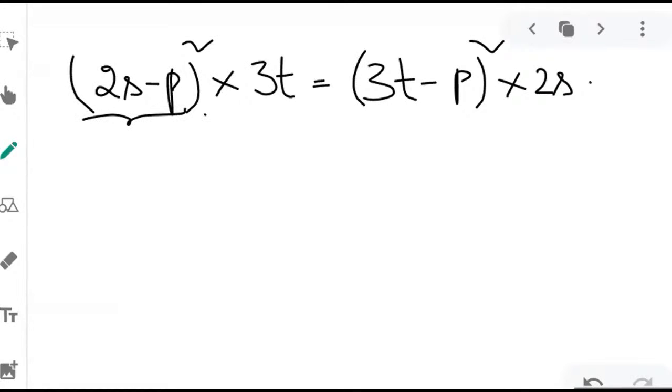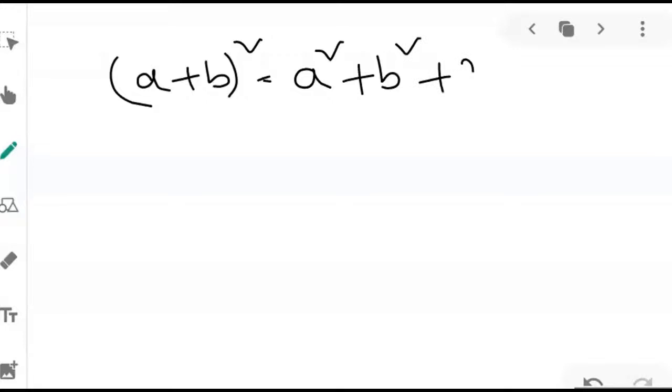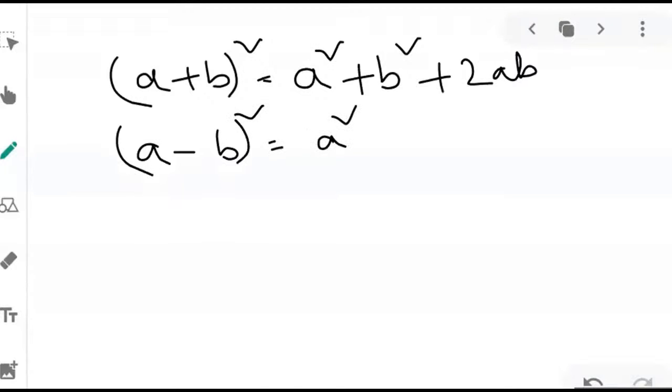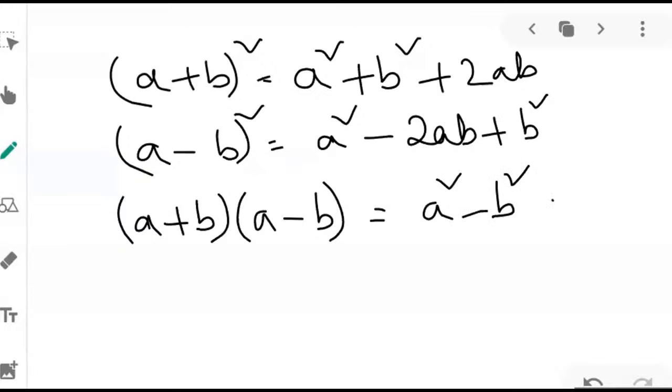So a minus b whole square is equal to? A square minus b square? Okay, back to basics in algebra. a minus b whole square is a square minus 2ab plus b square. We'll write this first. These are like the Holy Trinity, very important. Note them down on the first page of your notebook because they are very, very important.